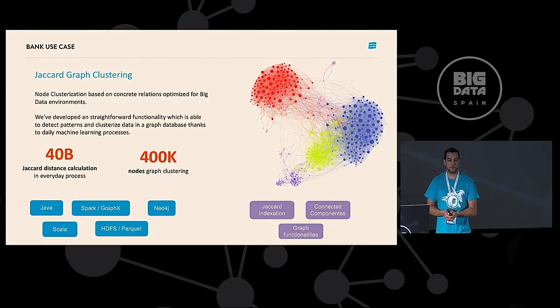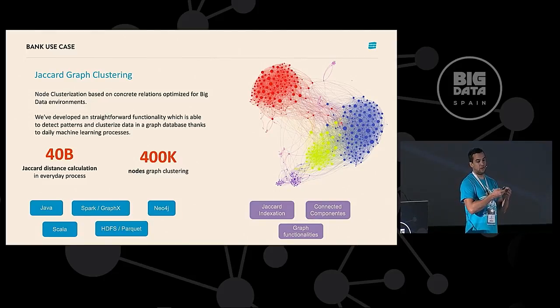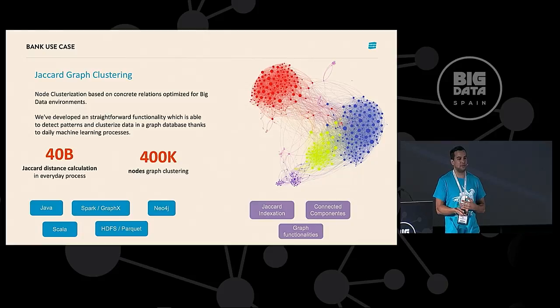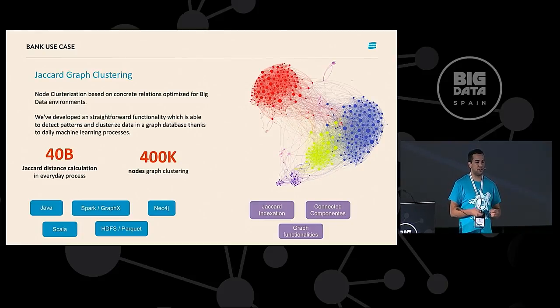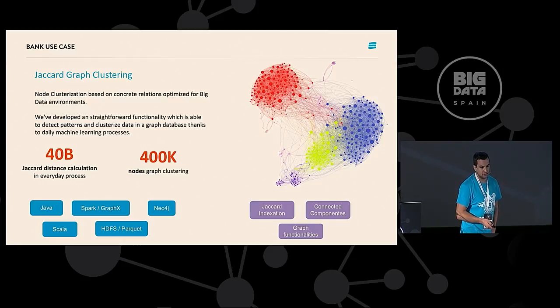For the first part, to find this information, we were able to do it thanks to the Jaccard indexation. The Jaccard indexation is a method to compare subgraphs or massive data graphs, massive graph frames, and it will return an index. The closer to 0, the more equal they are. And thanks to the connected components method of GraphX, we were able to clusterize all this information. So this is a process which has been triggered every day during the last year, and every process is composed of 40 billion Jaccard indexations and 400,000 clusterization nodes.